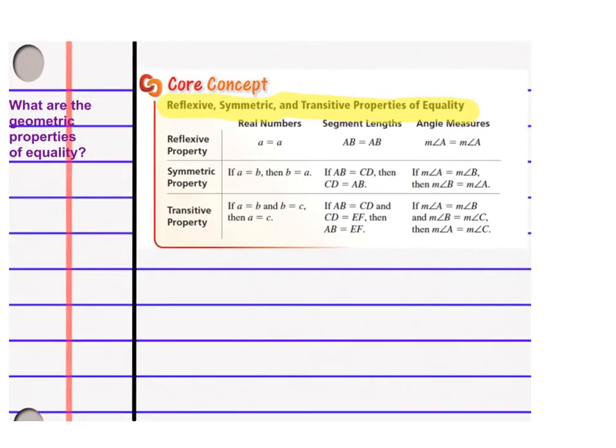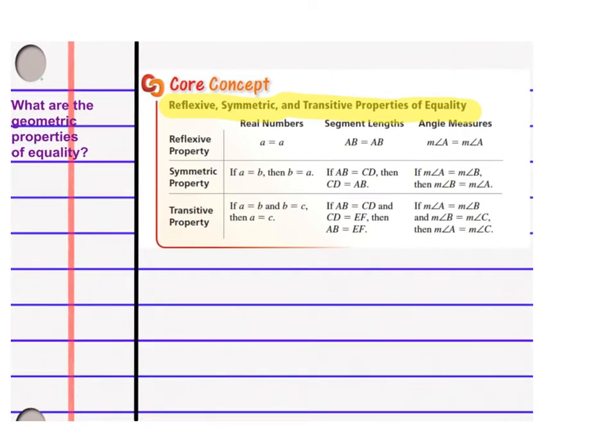All right, now we're going to talk about the geometric properties of equality. These ones are usually a little more new for people, so you are going to want to make sure you write these down. We have three. The first one is called the reflexive property.